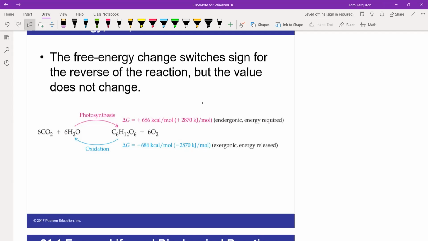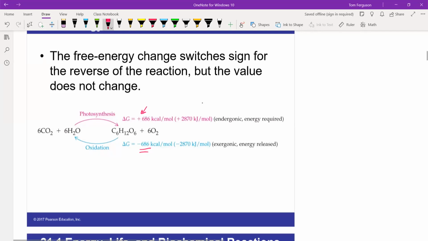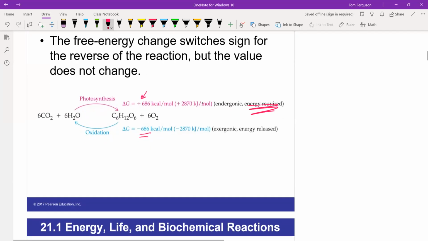Now, if you reverse the reaction, this changes sign. It becomes positive if it's going the opposite way. And that's where the energy is derived from the sun. Energy is required.